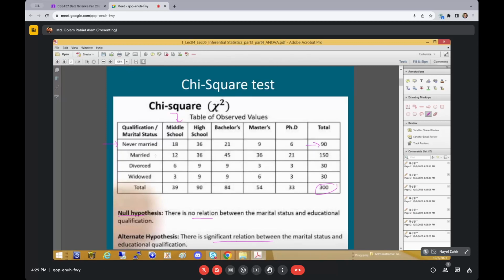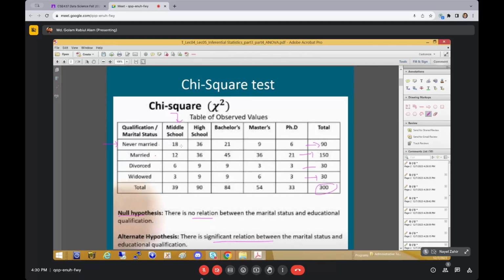And married: we found 12 in middle school, high school 36, bachelor 45, masters 36, and PhD 21, total 150. The divorced here is 6, 9, 9, and widowed 3, 9, 9, 6 and 9. So the total you can see here is 30 and 30. And the total is 300.